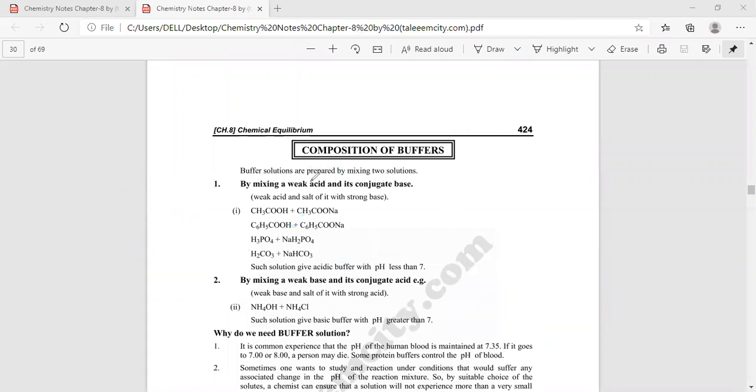Buffer solutions are prepared by mixing two solutions. This topic is very interesting and very important, so concentrate. First type of buffer solution that you can form is by mixing weak acid and its conjugate base. What is conjugate base? For example, acetic acid CH3COOH is a weak acid. When it dissociates into its ions, it becomes CH3COO negative, acetate ion, plus H positive.